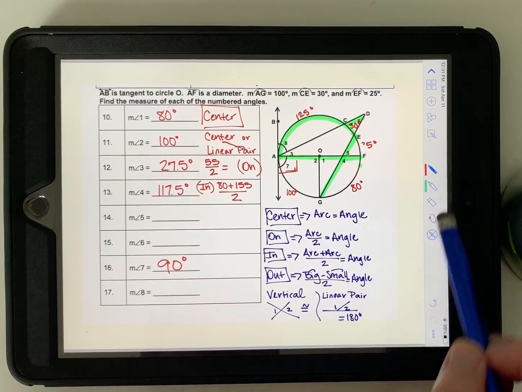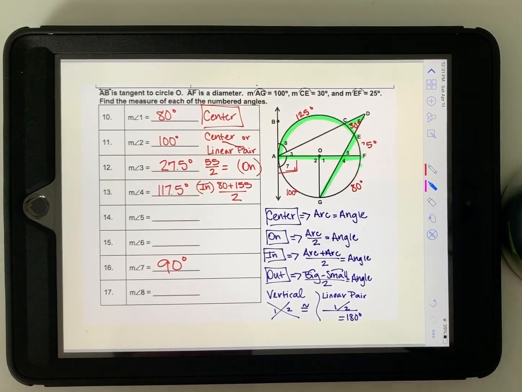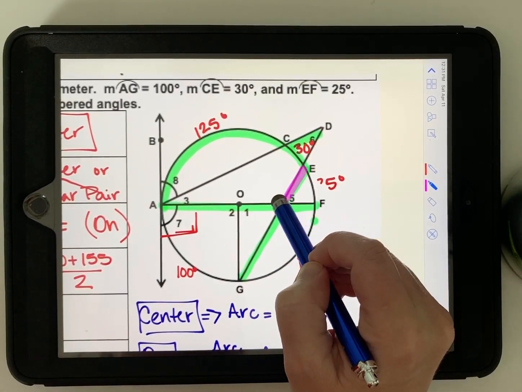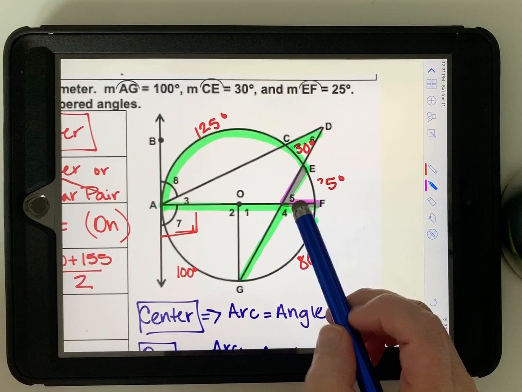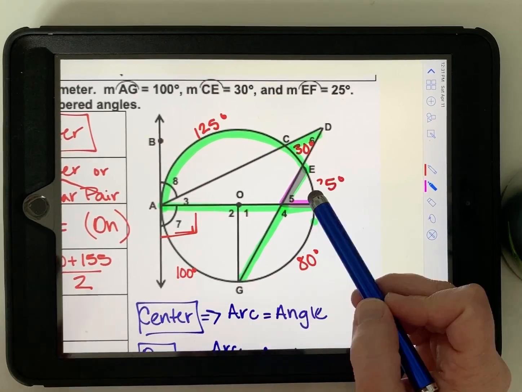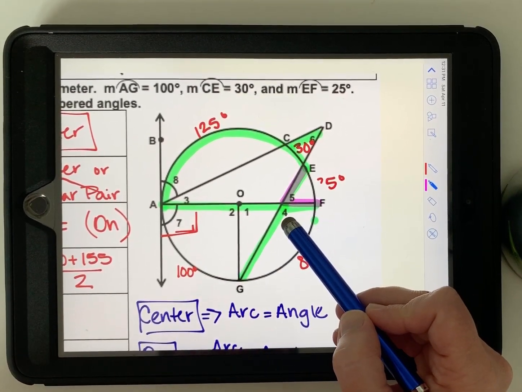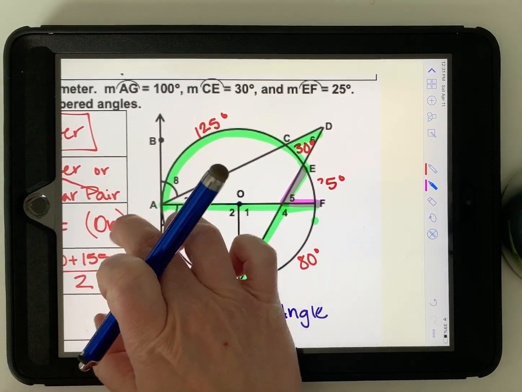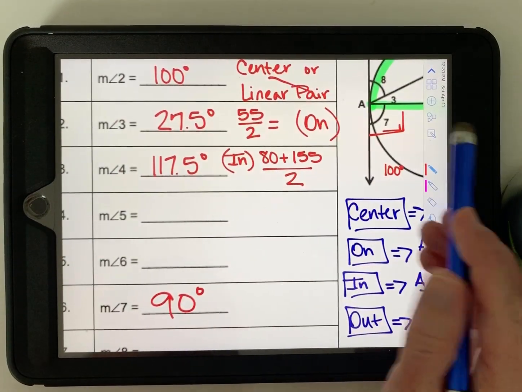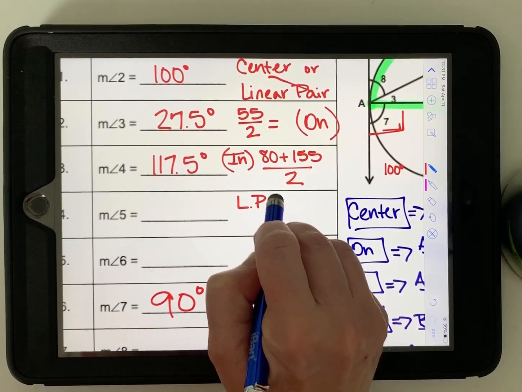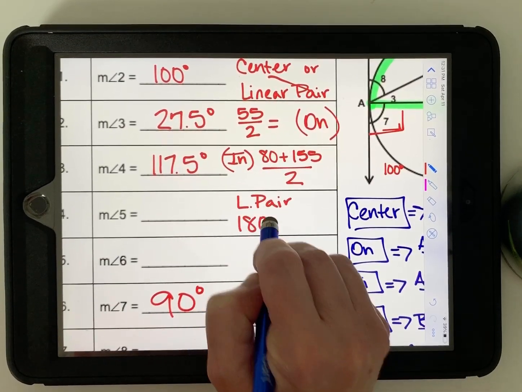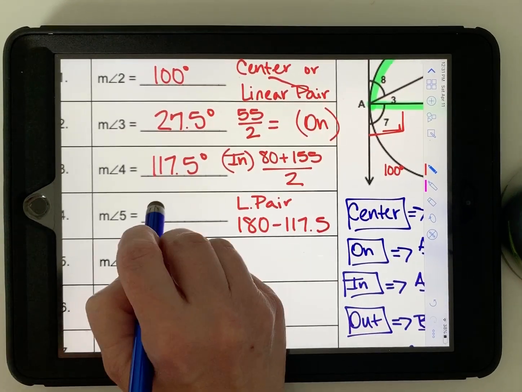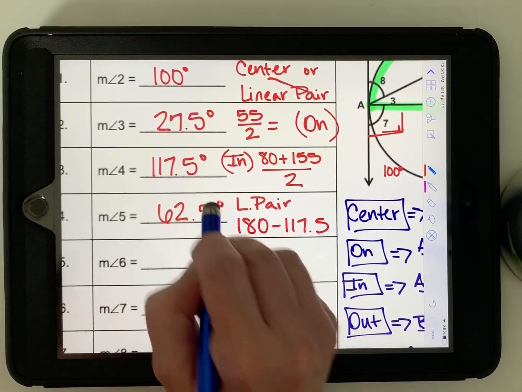All right, I'm going to change color of my highlighter so that you can start to see, otherwise I'm going to erase everything. Angle 5 is right here. So we have 2 options here. We can do another in formula and work with the arcs and all of that. Or if we already know what angle 4 is, we know 4 and 5 are a linear pair, let's just subtract those from 180, and that way you can see that option too. So I'm going to use linear pair, and I'm going to say 180 minus what we found for 4, because those are a linear pair, and that would give us 62.5 degrees.